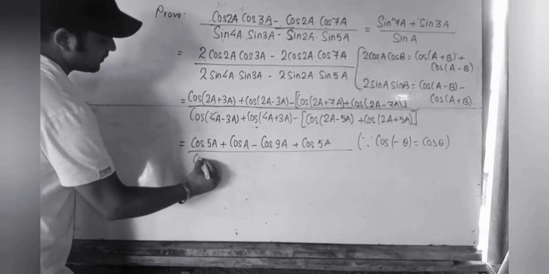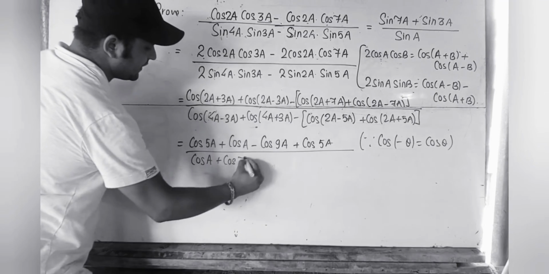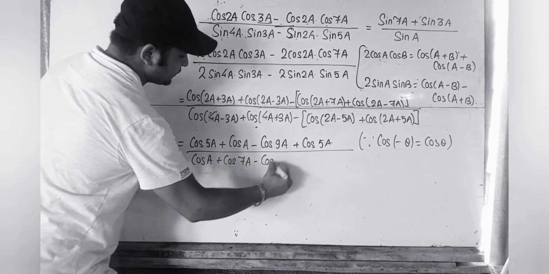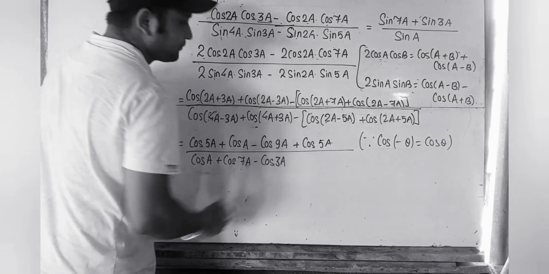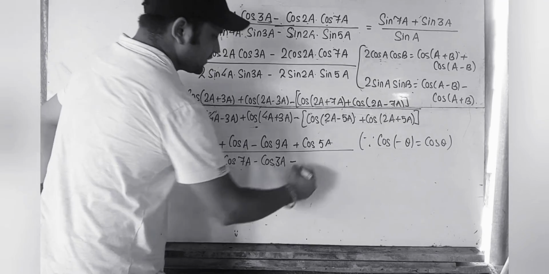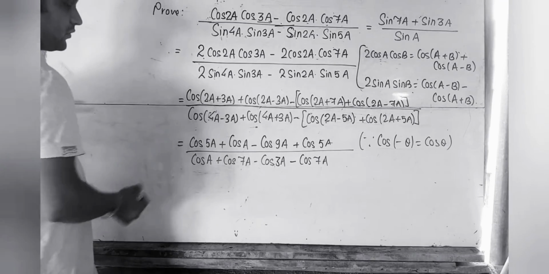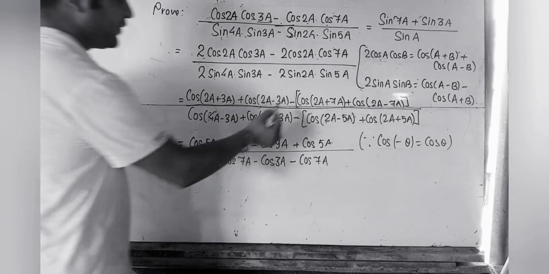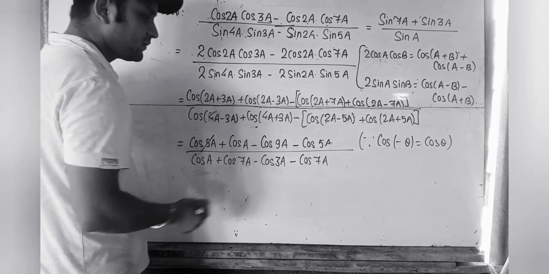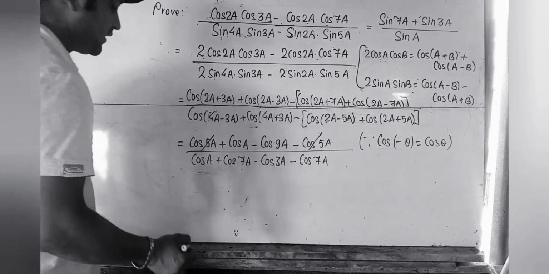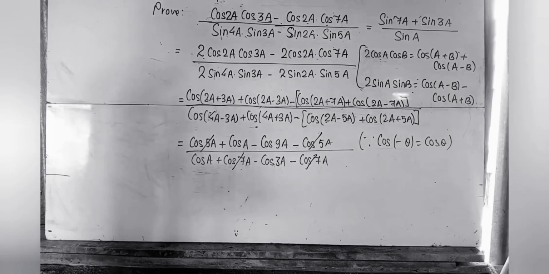Divided by cos 4a minus 3a is a, plus cos 4a plus 3a is 7a, minus cos 2a minus 5a is minus 3a, cos minus 3a is cos 3a, minus into plus is minus cos 7a. Now we'll cancel the like terms. Here we have minus into plus as minus, so plus cos 5a minus cos 5a will get cancelled, and in the denominator, plus cos 7a minus cos 7a will also get cancelled. Now let's see what we have left.